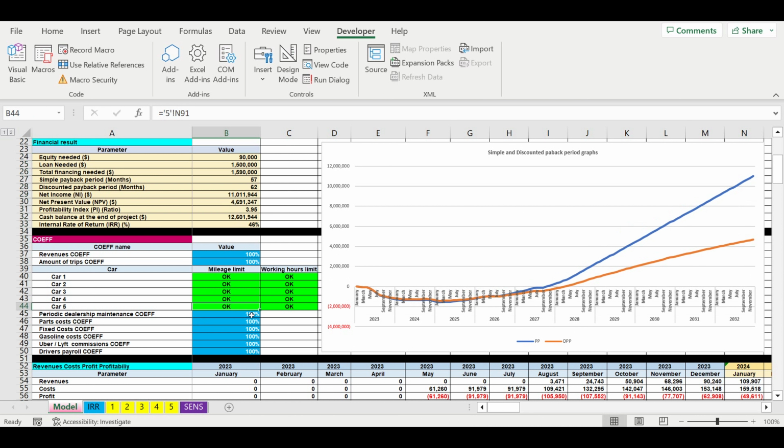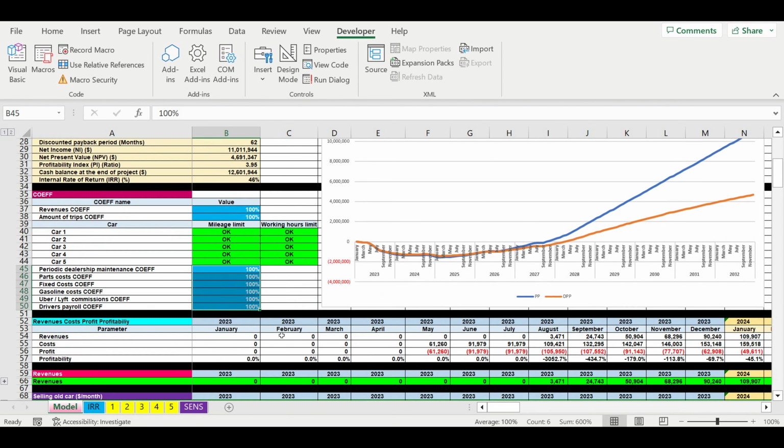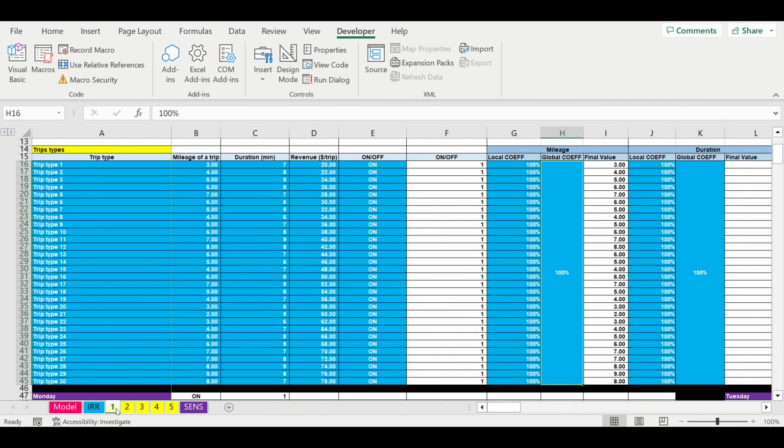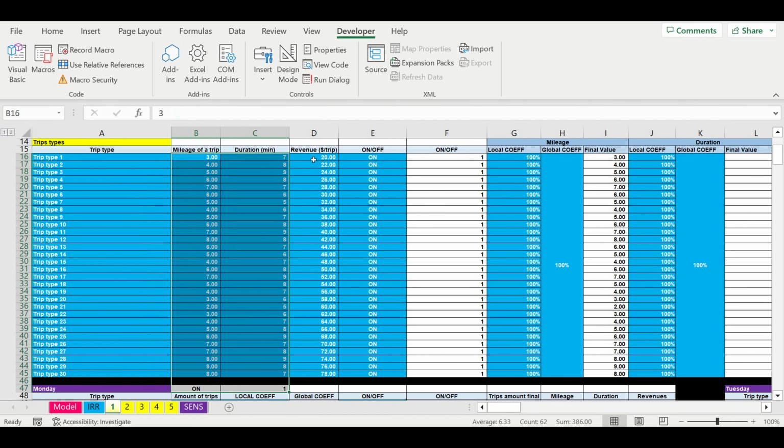Then, if we see that our business idea generally looks okay, we can go to this or that car specifically, and here we can specify the names of trips, the types of trips, their mileage, their duration, and their revenue. We can switch different trips on and off in the calculations. So, if we see that some trips look very optimistic, we can switch them off from the calculations.